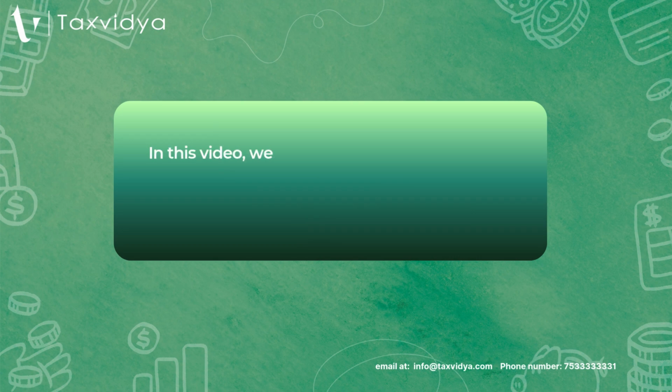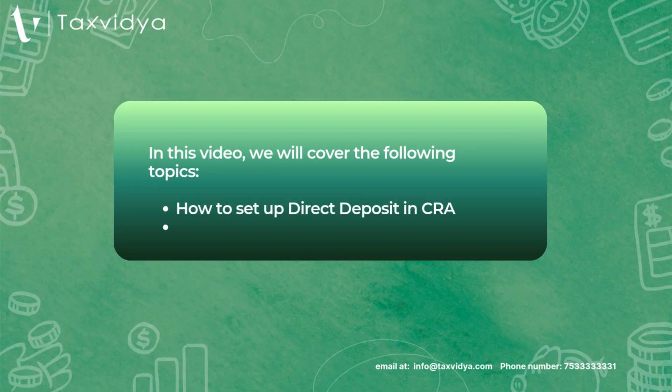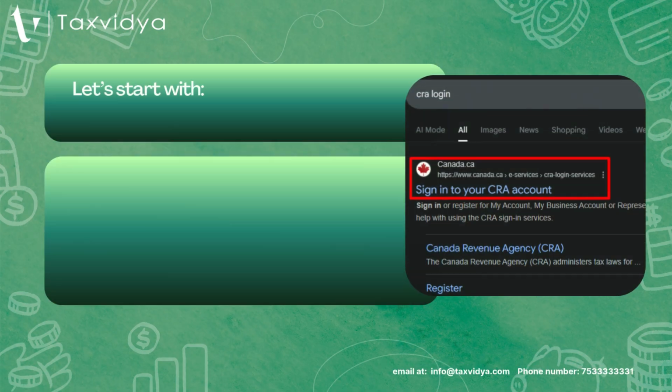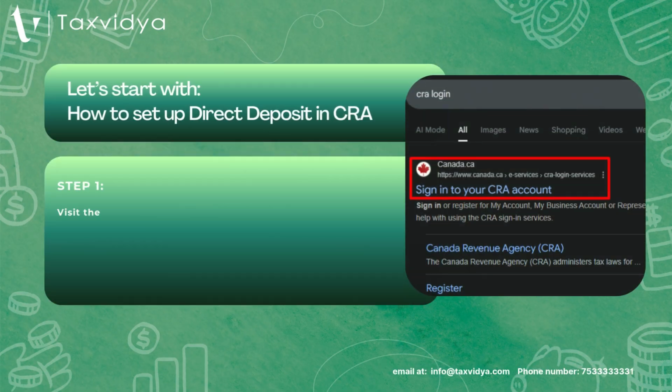In this video, we will cover the following topics: how to set up direct deposit in CRA, and how to change or update direct deposit. Let's start with how to set up direct deposit in CRA. Step 1. Visit the official CRA website by searching for CRA.